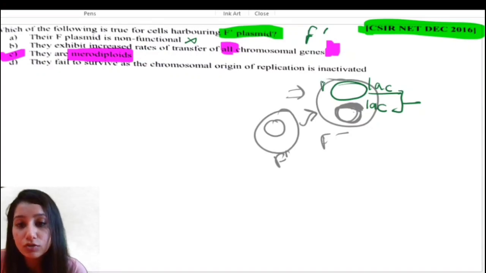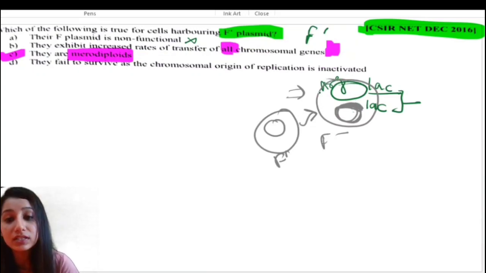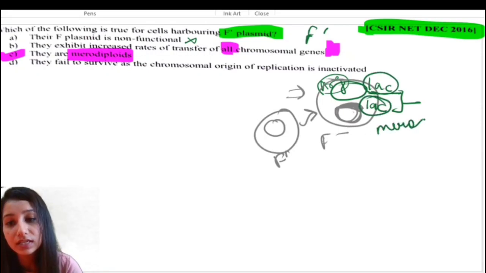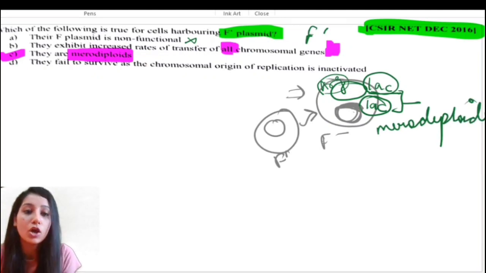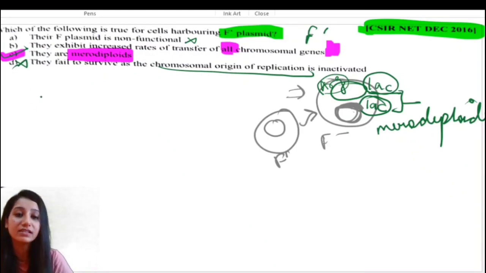But in here it also contains the arginine gene, but this doesn't contain the arginine gene. So it is haploid for the arginine gene, but it is diploid for the lac gene. That is why it is mero-diploid. So statement C is correct. Statement D, they fail to survive as the chromosomal origin of replication is inactivated, is a totally incorrect statement and doesn't make any sense in this condition.